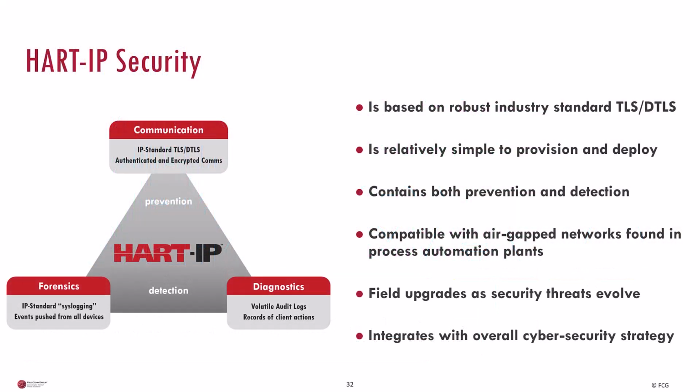Conclusions. At this point, you've gathered quite a bit of information about HART-IP security, and there are some key points you should take away from this. First, it's based upon industry standard TLS and DTLS, very robust, very secure, relatively simple to deploy and do that initial provisioning. Contains elements of both prevention and detection, so we have a balance, this three-legged stool that we see here on the screen. Very compatible with air-gapped networks found in process automation. Don't need internet access to set up the security.